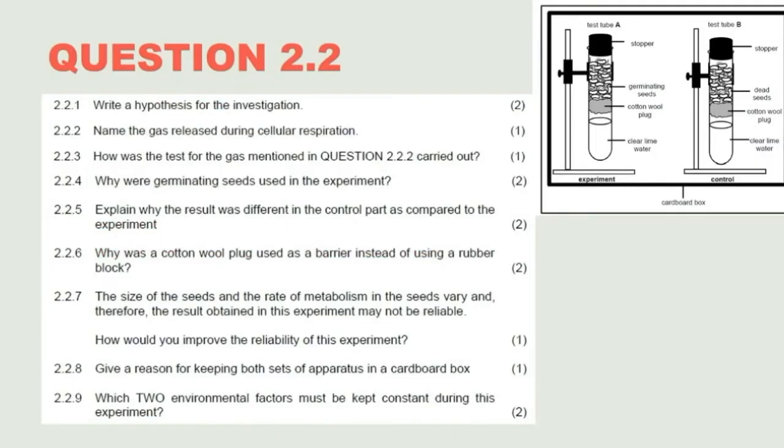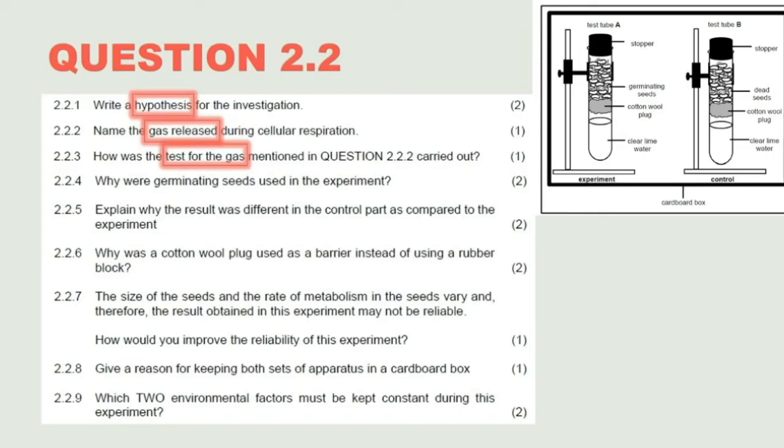So let's read through question 2.2. Firstly, it states, write a hypothesis for this investigative question. For you to be able to answer this question, you need to know what this experiment is about. Then 2.2.2, they say name the gas that's released during cellular respiration. Then 2.2.3, how was the test for the gas mentioned in question 2.2.2 carried out?